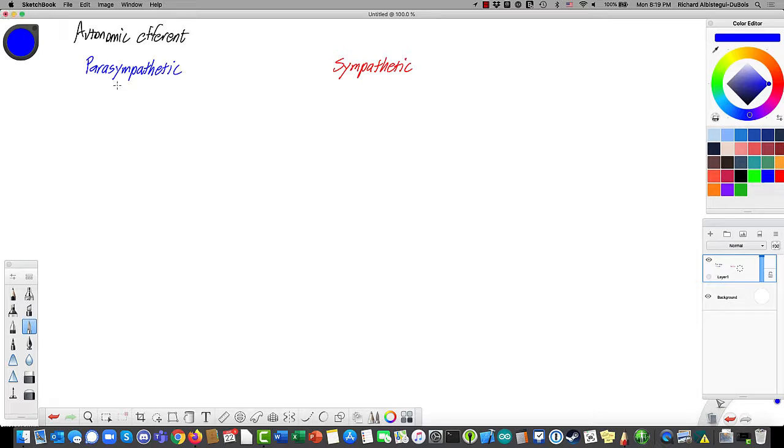So let's start by going over what the parasympathetic division is. The parasympathetic side of the autonomic efferent pathway is meant to carry information that generally puts the body toward a resting state. So this encourages, you could say, resting state activities. That would include things like digestion, sleepiness.